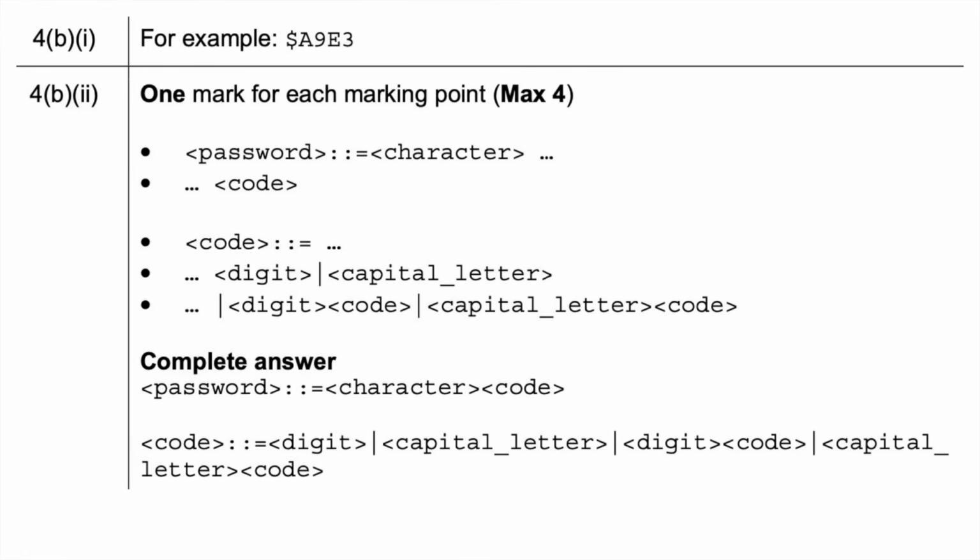So yeah, this one was actually a 4-point question. And I think this is 1 point. This is another point. And then, let's see, 1 mark for each marking point. I guess this would have been 1 point, and this would have been 1 point. So yeah, right here we have digit, capital letter, digit, code, capital letter, code.